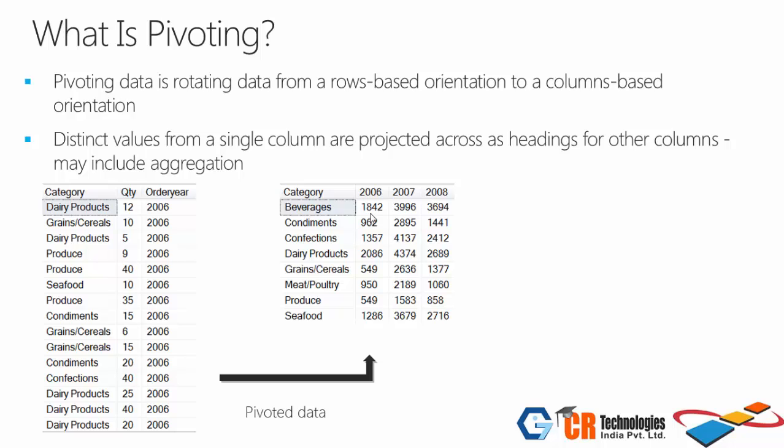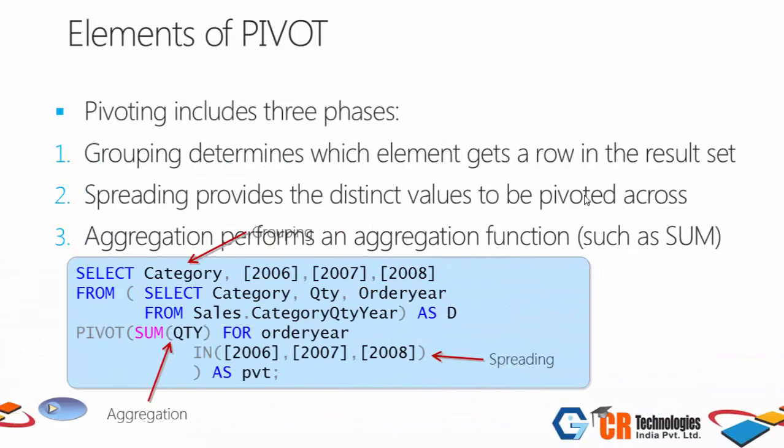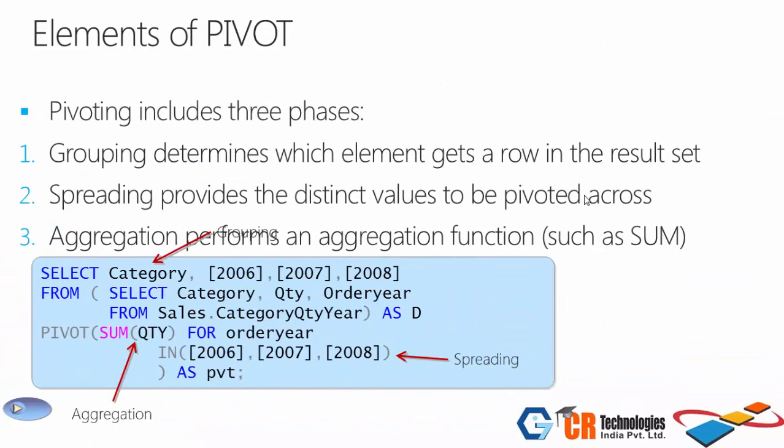Now you can see here what the pivoted data would actually look like. Now for this to happen, however, you need to have these values in advance: 2006, 2007, 2008. You need to know these values because they become your column names. You'll need to hard code them in your query. I would recommend you look up the syntax for that. I'm going to show you one sample here.